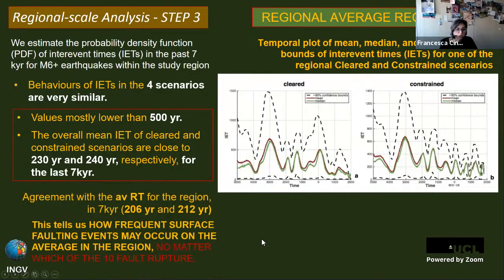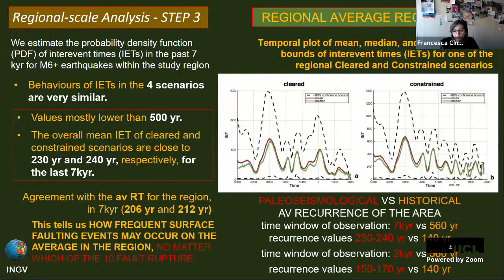And there is also an agreement with the average recurrence time for the region in 7 kiloyears. The average recurrence time tells us how frequently surface faulting events may occur on average in the region, no matter which of the 10 faults ruptures.